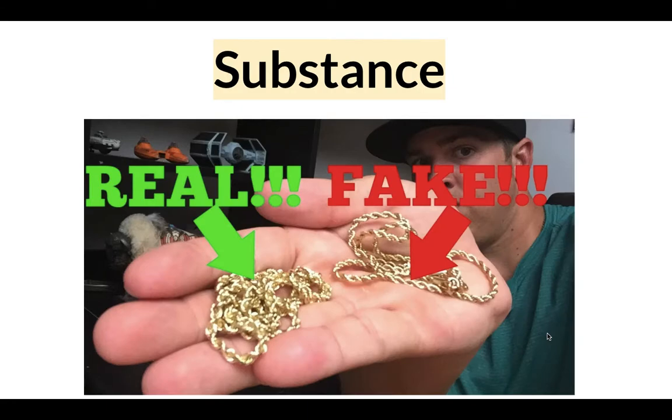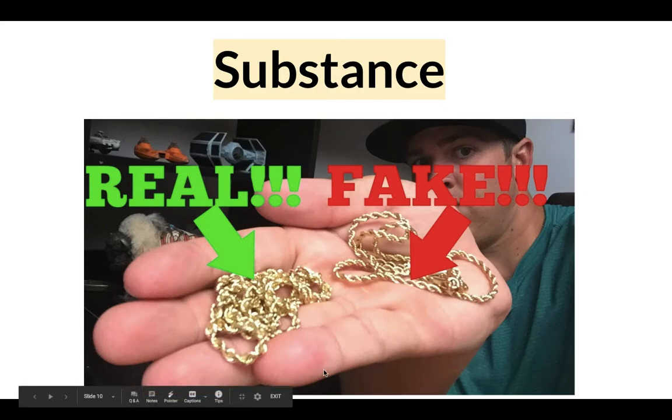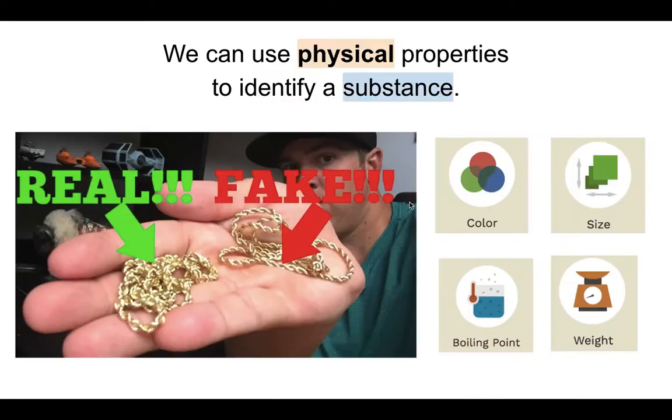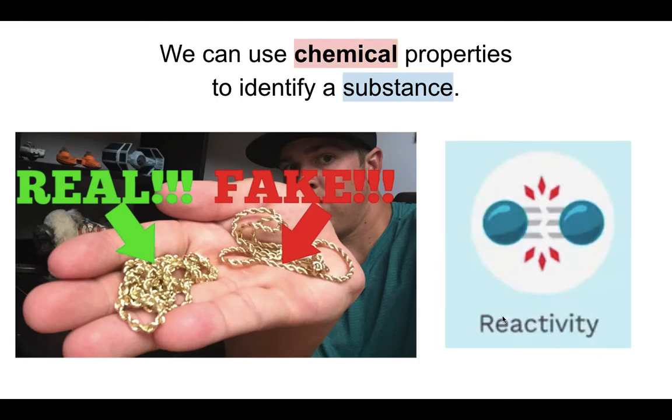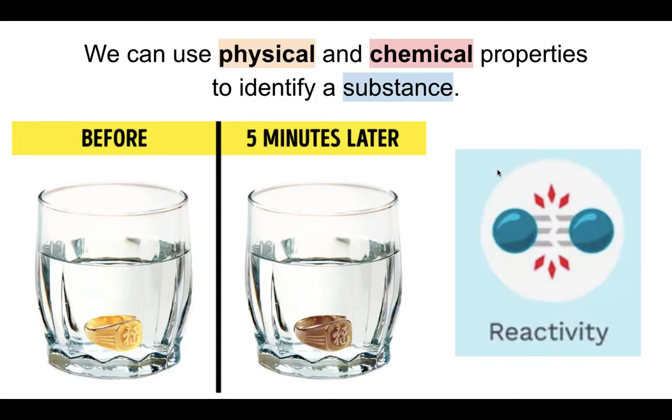Sometimes it's hard to tell what substance an object is made of. For example, this bracelet. Is it made of real gold or is it a different substance, like aluminum? We can use physical properties to identify a substance. For example, color, size, weight, and boiling point. We can also use chemical properties to identify a substance. For example, reactivity, or what happens when that substance comes in contact with another substance.